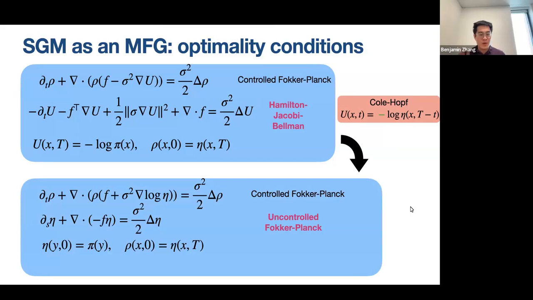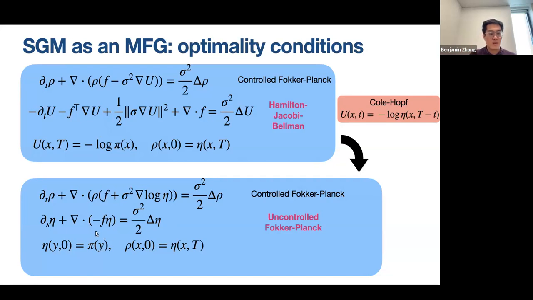Right. So going back to the question about when are these just control problems and when are these truly games? In the case of the score-based generative modeling, it's not really a game anymore. These two equations don't truly couple. So it is in this case just a mean field interpretation of a control problem. Mainly because if you look at this terminal condition, u of x is equal to minus log pi, there's no rho here anymore, right? So this is no longer a game, actually a control problem.